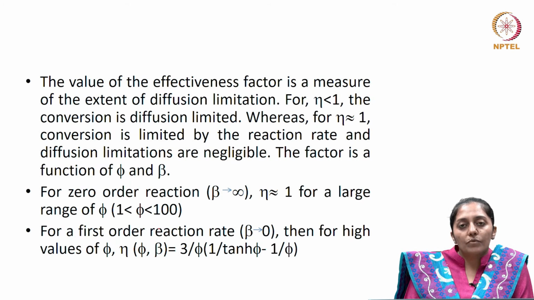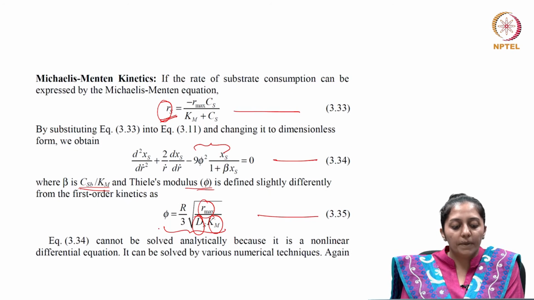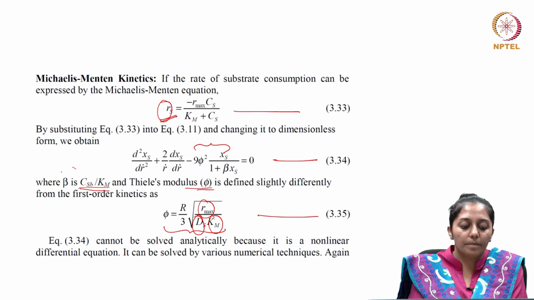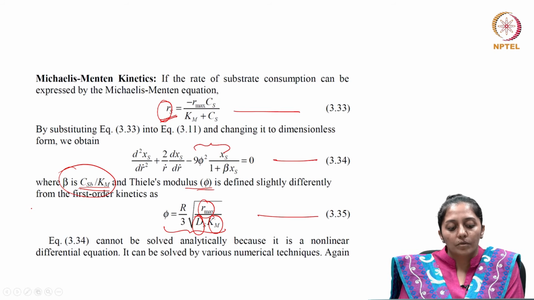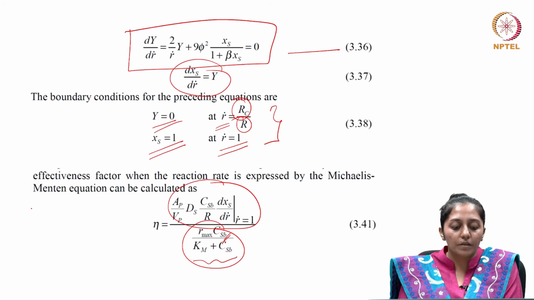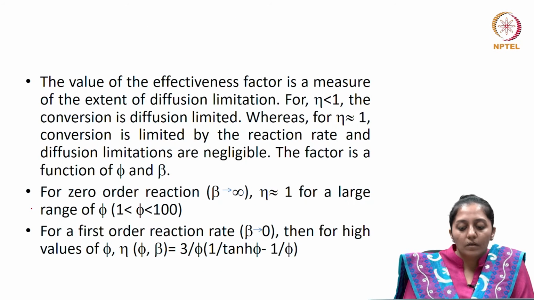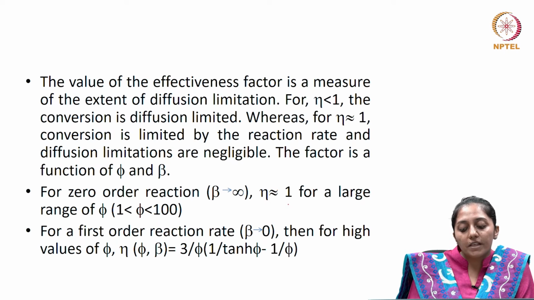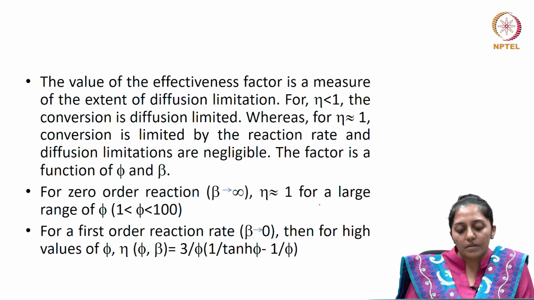So, if you substitute the value of beta as a very large value, which means beta tending to infinity. So, beta was CSB by Km, isn't it? And beta is very large, which means the substrate is in excess. So, it becomes a 0 order reaction. Then your effectiveness factor is nearly equal to 1 for a wide range of Thiele modulus.